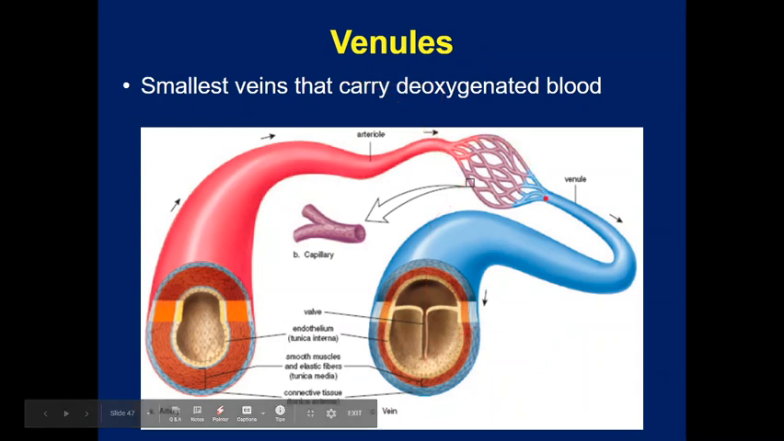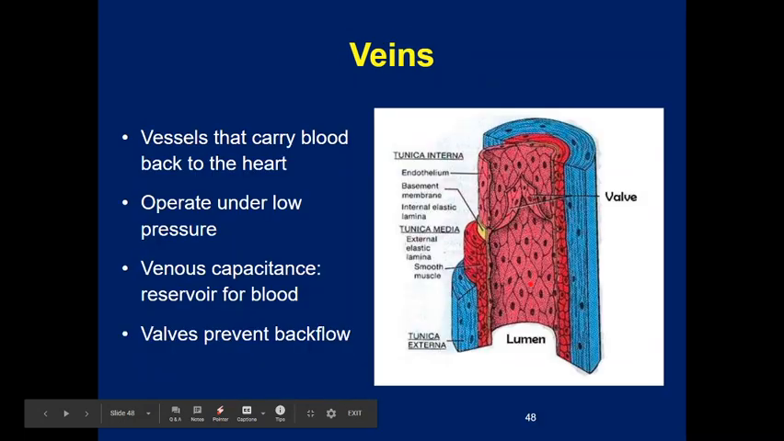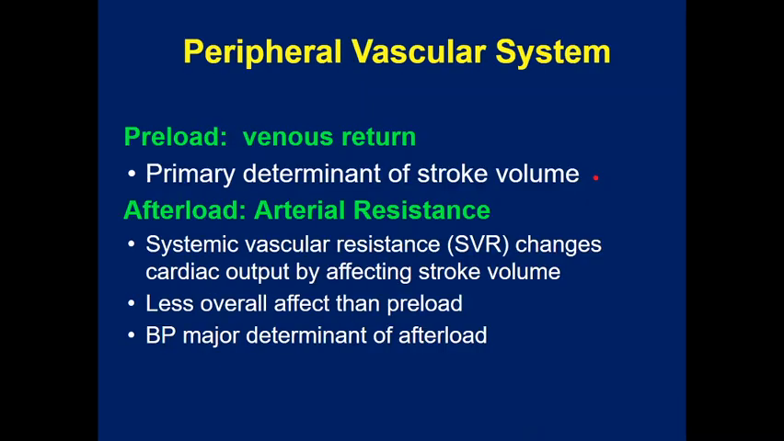Venules are the smallest veins that start carrying deoxygenated blood, and then we move to veins that have valves to ensure one-way flow. Because of the low pressure system, blood could backflow, but valves prevent that. We also call veins our capacitance system, because veins can carry so much blood at a given time, because they can stretch and stretch and stretch.